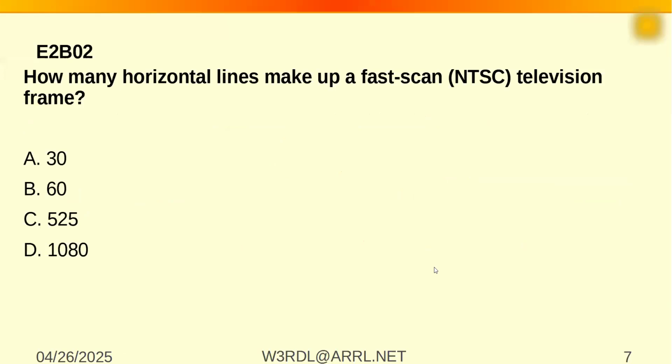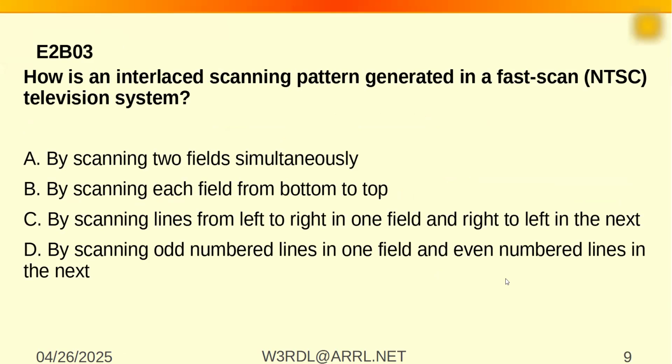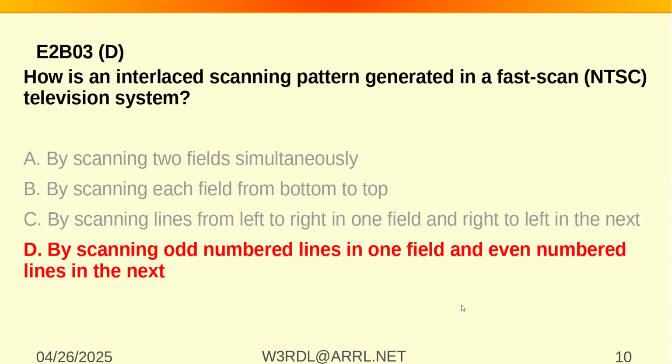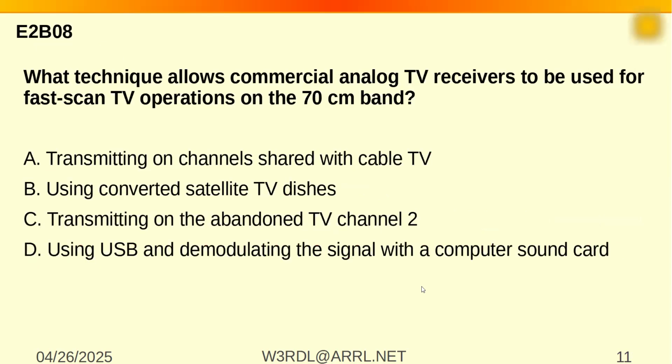So how many horizontal lines make up a fast scan NTSC TV frame? How is an interlaced scanning pattern generated in a fast scan TV system? What technique allows commercial analog TV receivers to be used for fast scan TV operations on the 70 centimeter band?